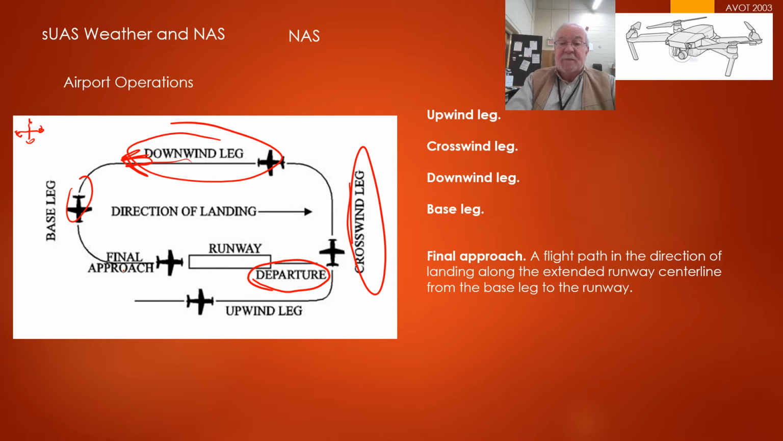Final approach is the flight path in the direction of landing along the extended runway centerline from the base leg to the runway. So when they're turning onto final approach, they are positioning the airplane to point down the runway, and if the runway number is 9 in this example, they'll be on a heading of 90 degrees. If the runway was heading to the north, it would be runway 36. They'd be pointing on final approach on a 360 heading, which would mean they're south of the airport.